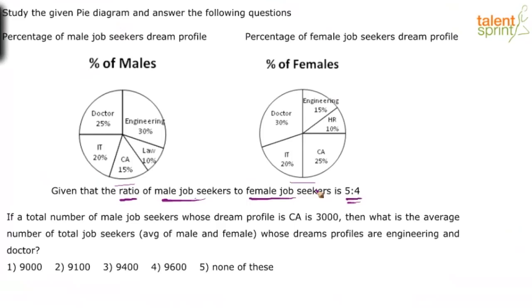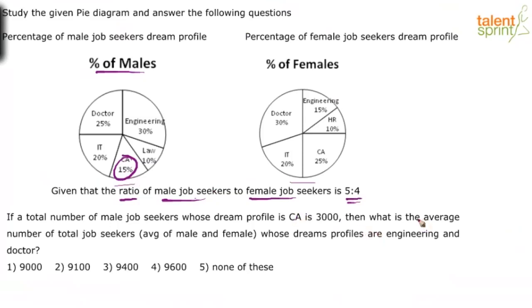Alright? So let's look at the first one here. It says, if the total number of male job seekers whose dream profile is CA is 3000. Now understand, the total number of male job seekers whose dream profile is CA is 3000. Now very clearly, male job seekers whose dream profile is CA is 15%. So this 15% is equal to 3000 according to the question, right? This 15% is equivalent to 3000.